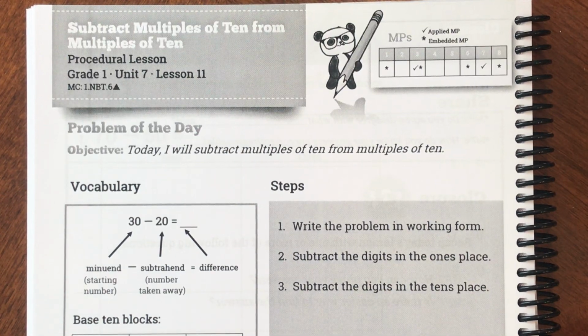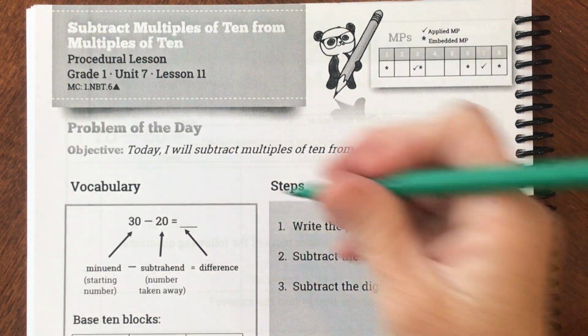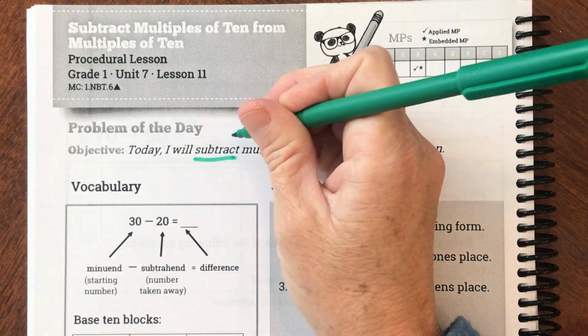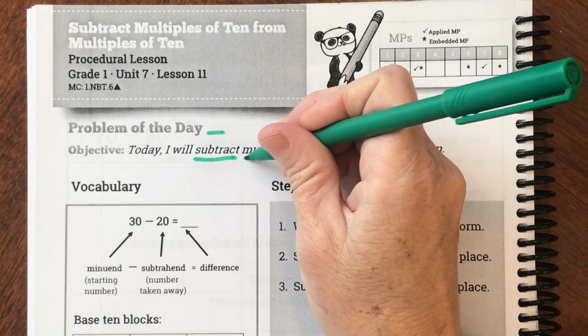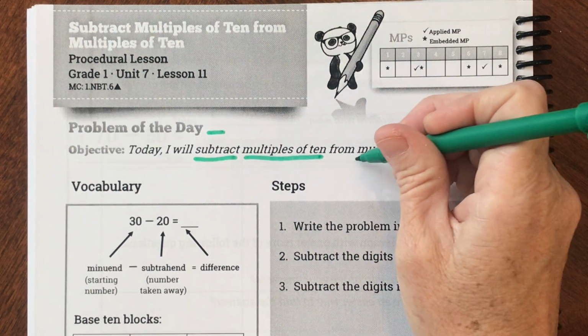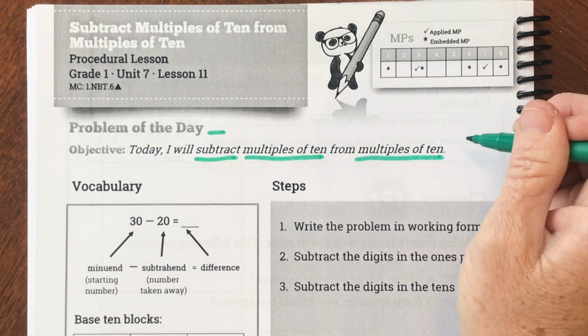Good morning, first graders. Today we're on page 247, and we've been adding, but today we're actually going to do some subtraction. So our objective today: I will subtract, that's a subtraction sign. So today I will subtract multiples of 10 from multiples of 10.